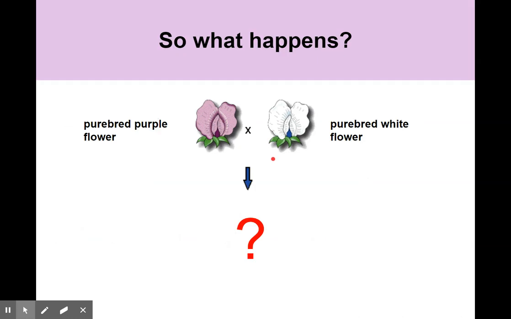So what happens when we cross this purebred purple flower and a purebred white flower? Think for a second about what you expect to see. Do you expect to see an intermediate color between these? Do you expect to see stripes of equal amounts of white and purple? Or what happens?